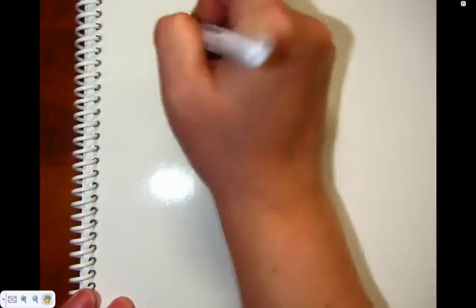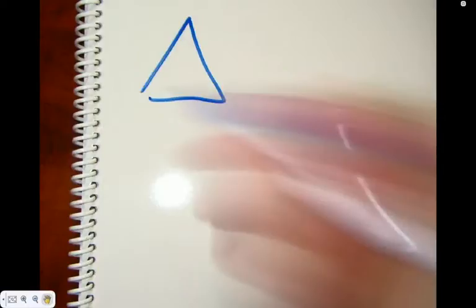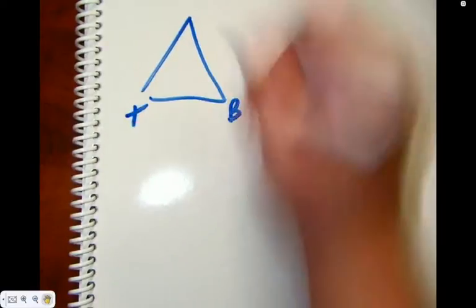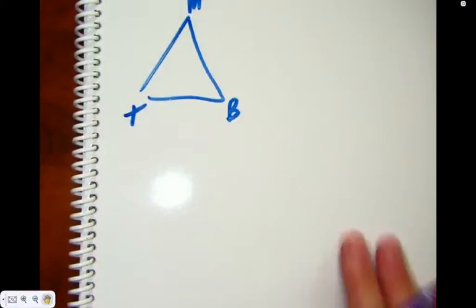Okay, so let's come to our paper. I'm not going to draw that. I'm just going to draw the triangle. T, B, me. Calculated the angle.